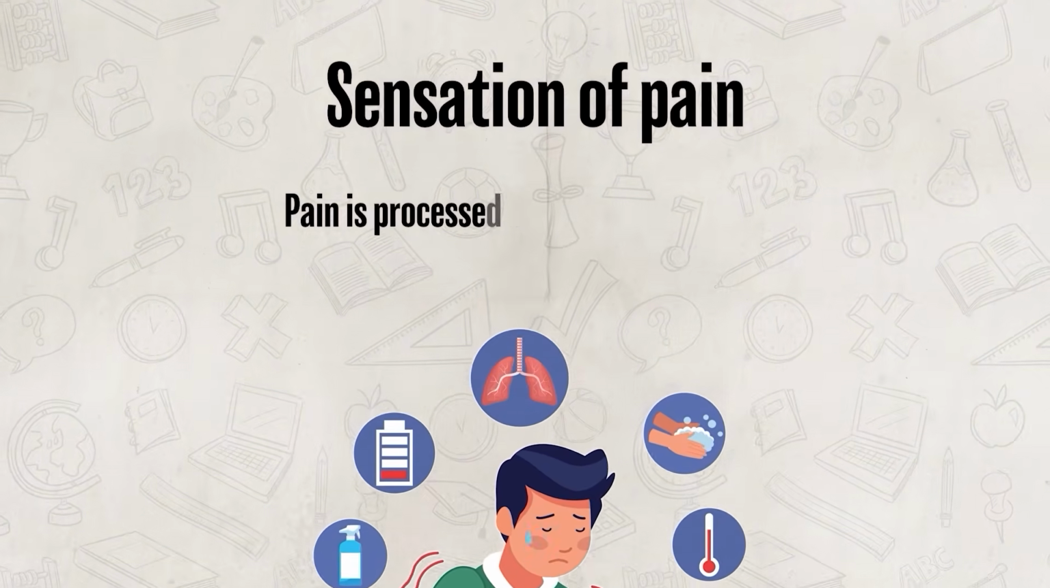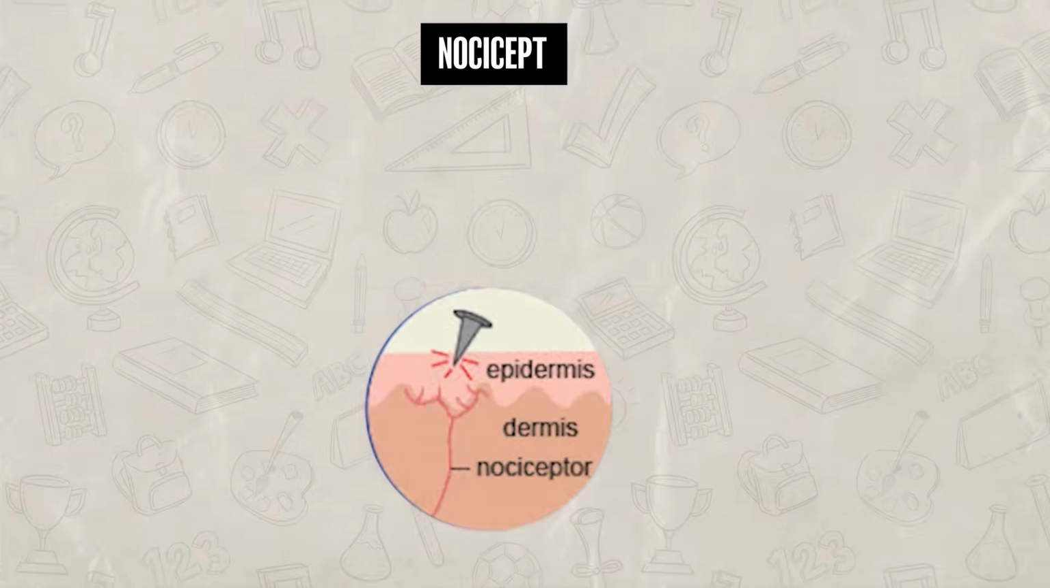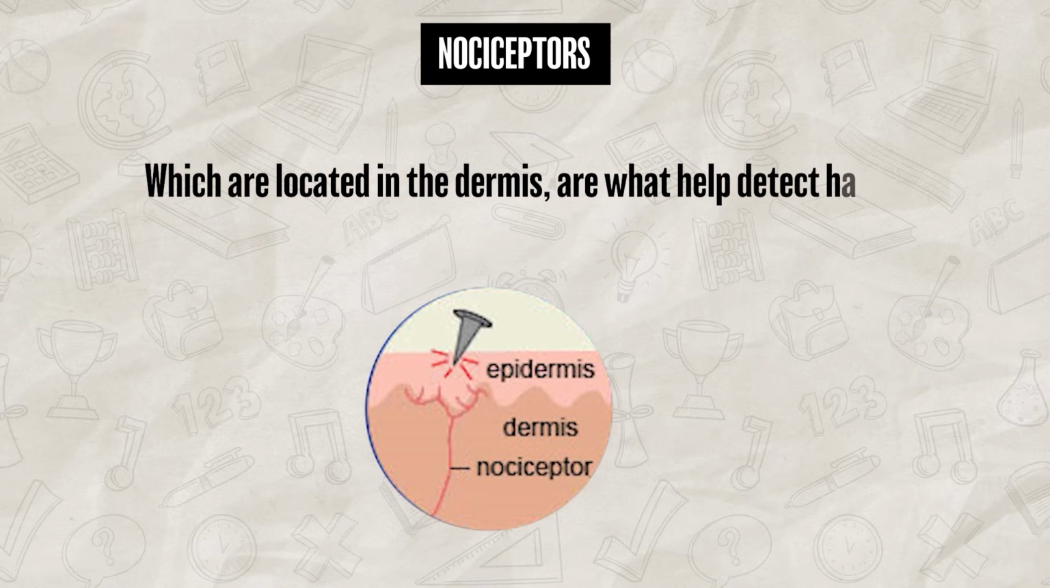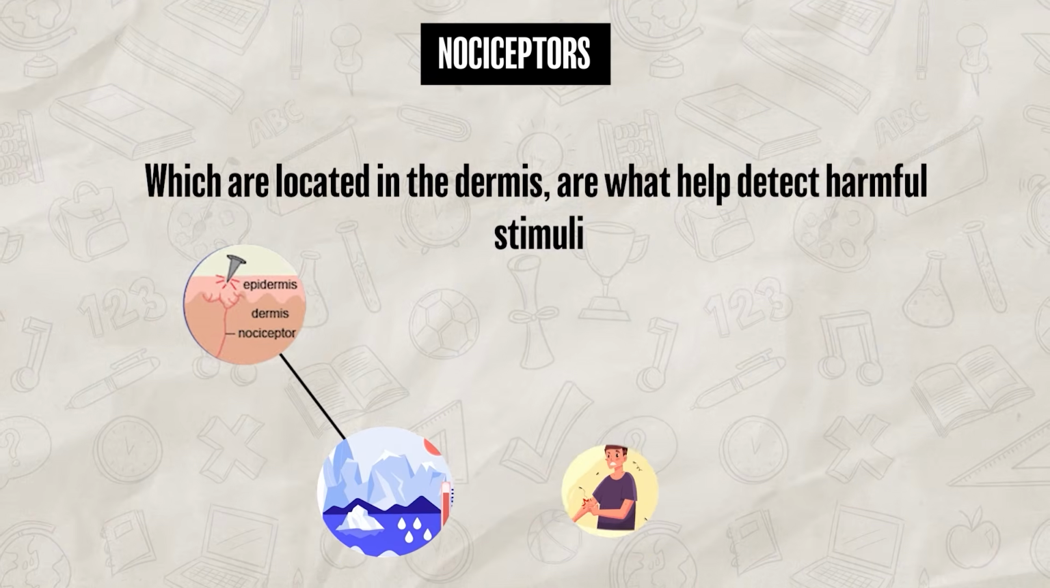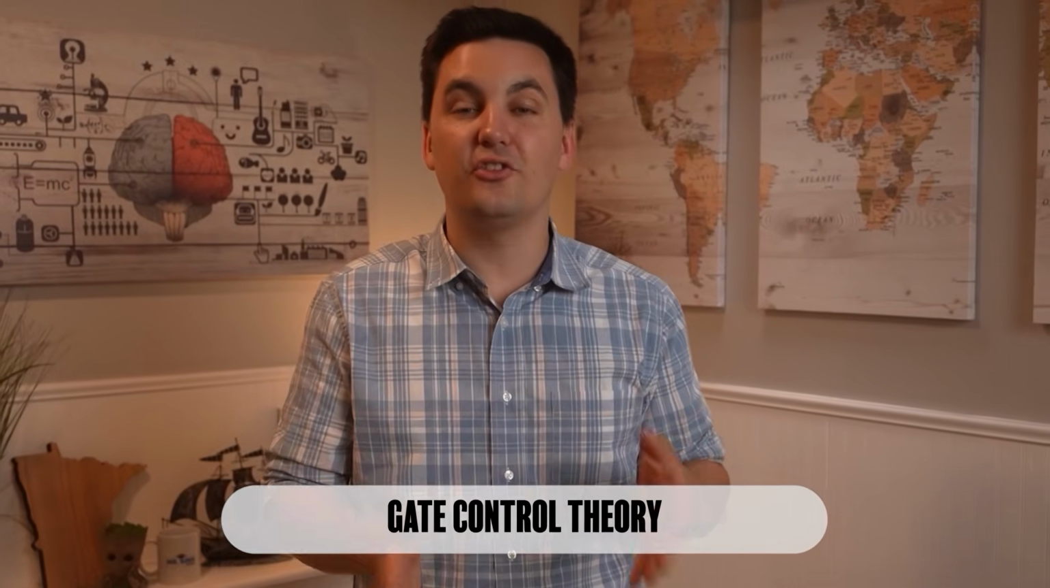Remember, pain is more than just a physical feeling. It's processed by the body and the mind. Receptors such as nociceptors, which are located in the dermis, are what help detect harmful stimuli, such as extreme temperatures, damage, or chemical irritants. One theory that looks at pain is the gate control theory, which seeks to provide insight into how the body processes pain.